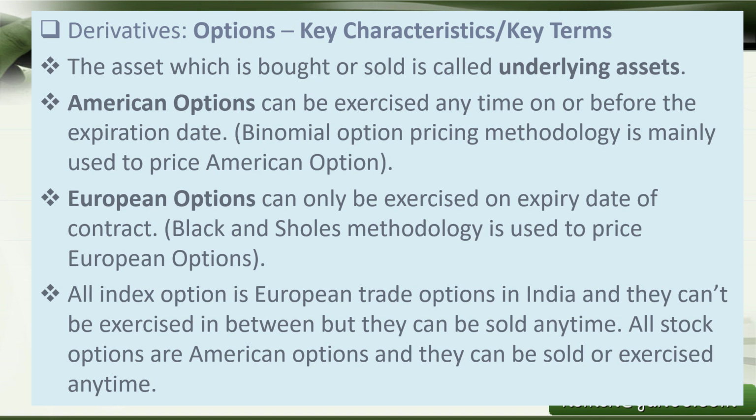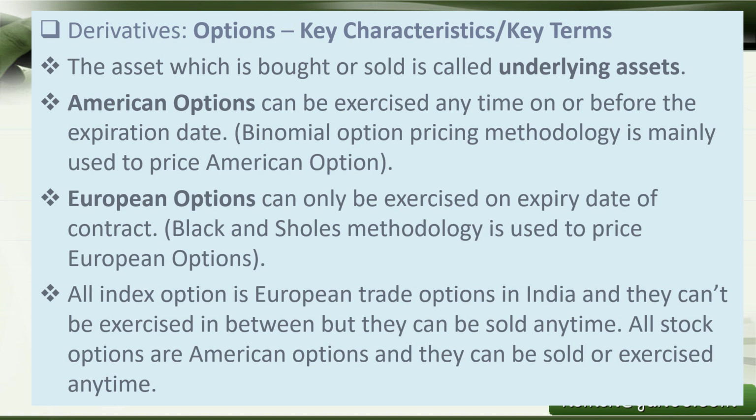American options, European options. These are the two terms. Most of the examinations ask about this in one of the multiple choice questions, so students must be careful and understand the difference between these two. Simple. American options can be exercised anytime on or before the expiration date. It can be exercised anytime before that expiration date.